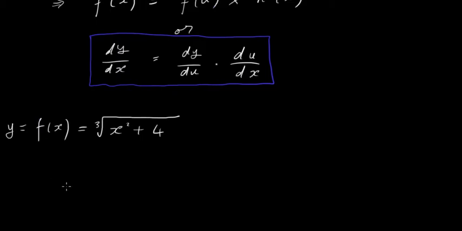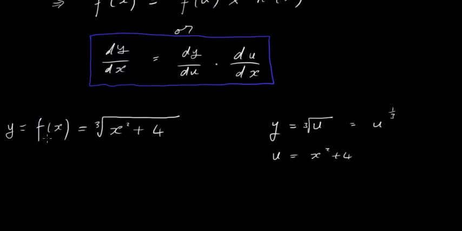So first of all, I'm going to let y equal the cubed root of u. Instead of this x squared plus 4, I'm going to call that u, so u is x squared plus 4. So a combination of these two will give us our function. We have y is equal to the cubed root of u, where u is just x squared plus 4. Now this cubed root of u can be written as u to the power of a third.